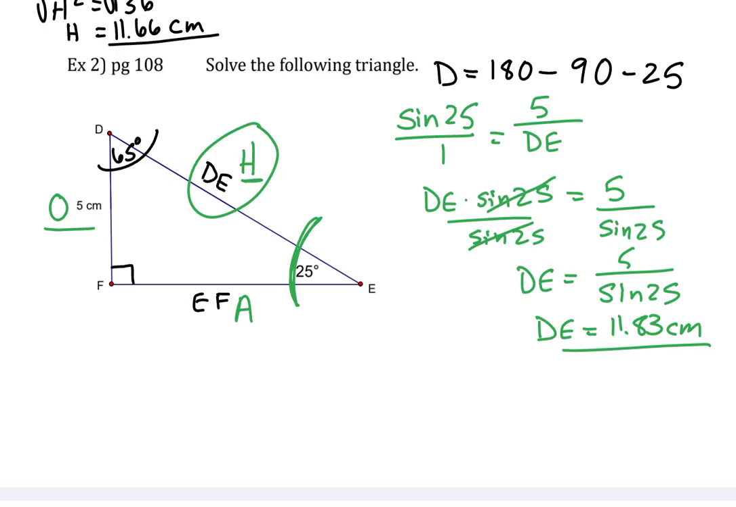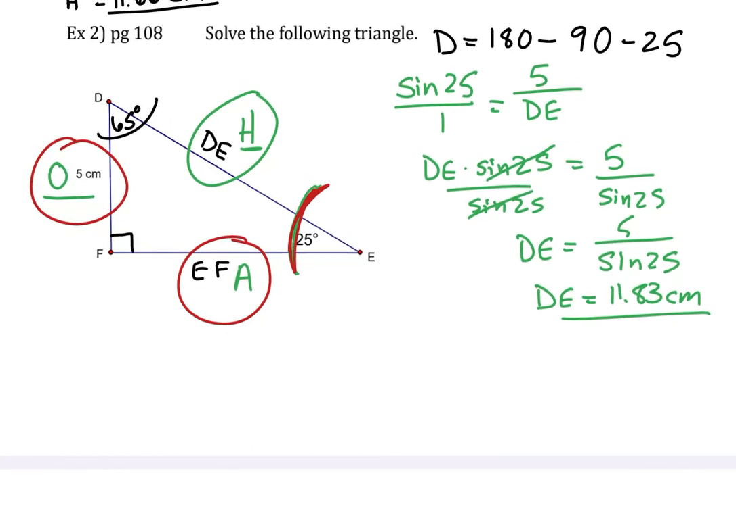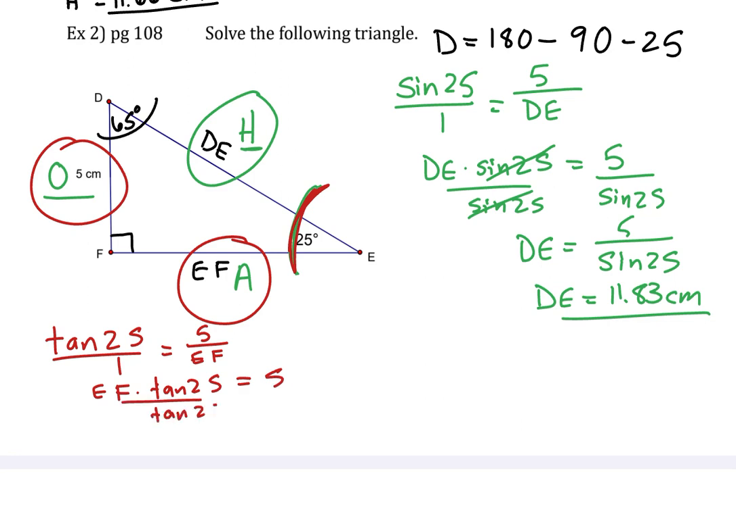I'm just going to change colors here, and we're still going to use 25 as our reference angle, but we're going to use adjacent and opposite. So adjacent and opposite, we'll be using tan, because tan is opposite over adjacent. So we're going to say tan of 25 over 1 is opposite, which is 5, divided by adjacent, which we're calling EF. So that means that EF times the tan of 25 equals 5. Divide both sides by the tan of 25.